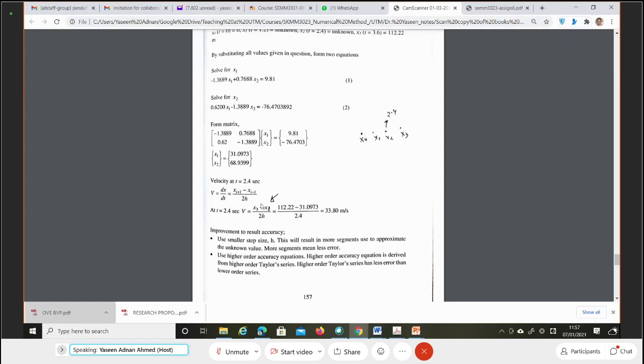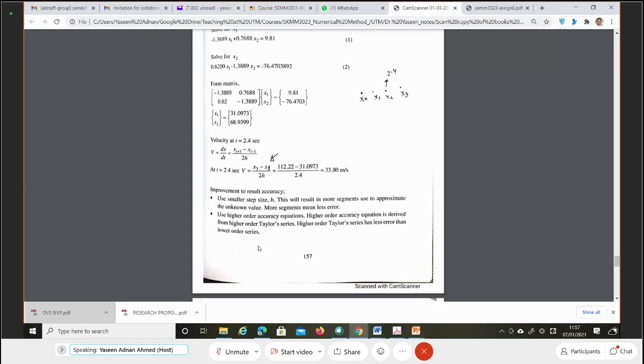So how can you improve? Improvement can be if you use a smaller h, you will get better result. If you use higher order accuracy equation, higher order derivative, you can also improve your results. Sometimes they may ask you some theoretical part to answer in this way.